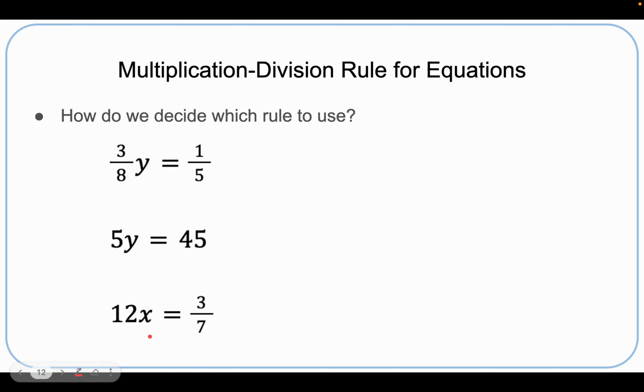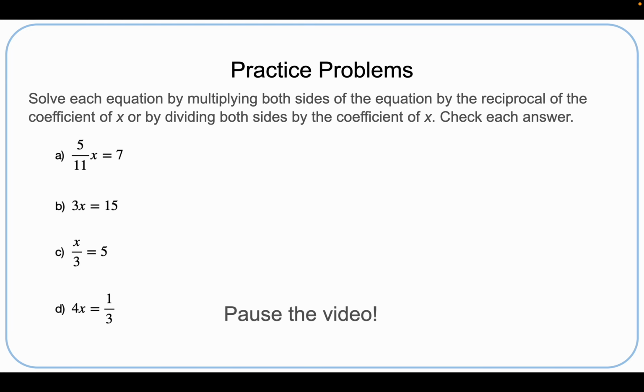And then for this last one, 12x equals 3/7. This one would probably be a good idea to multiply by the reciprocal of the coefficient. So multiply by 1/12 to cancel that out here, and then you have the fraction over here. That would be the easiest way to go. So just think about that when you're looking at your problems. You can pick which way you want to do it. There usually is one that is simpler than the other depending on the problem, so just pay attention to that.